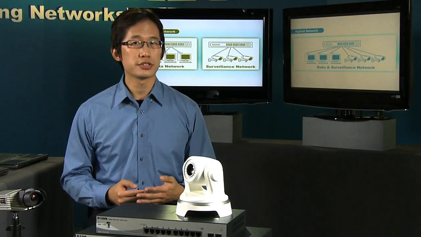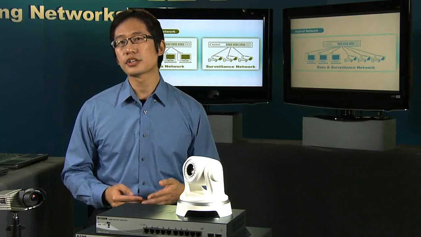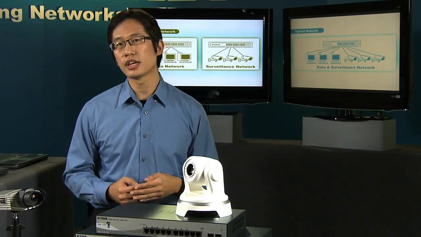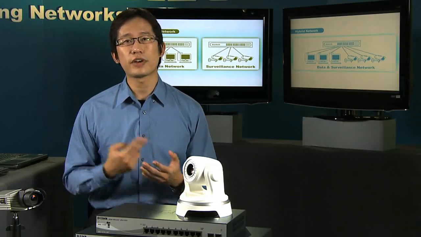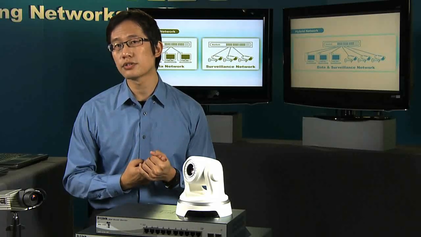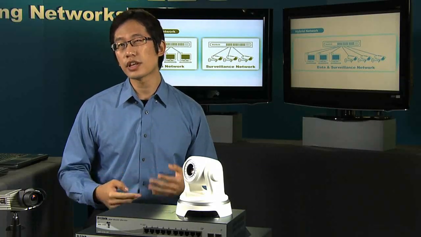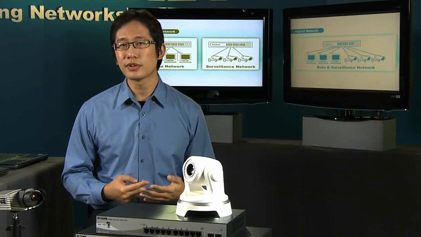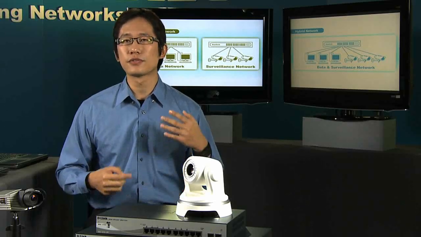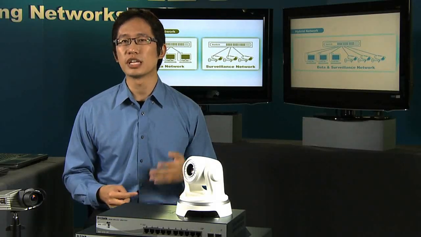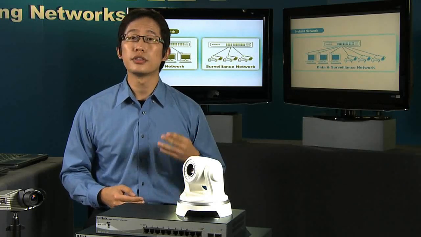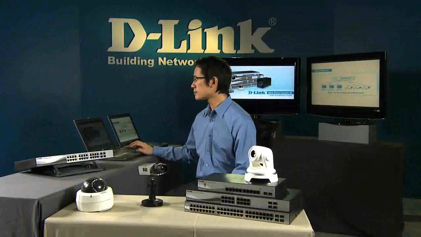But there's a problem with this, though. If your data network experiences a heavy traffic event, such as P2P downloading, mass file transfers, or a broadcast storm due to a worm outbreak, your surveillance video can freeze, skip, or drop out completely, and your surveillance system must be able to function even during events such as this. This is where ASV comes in.